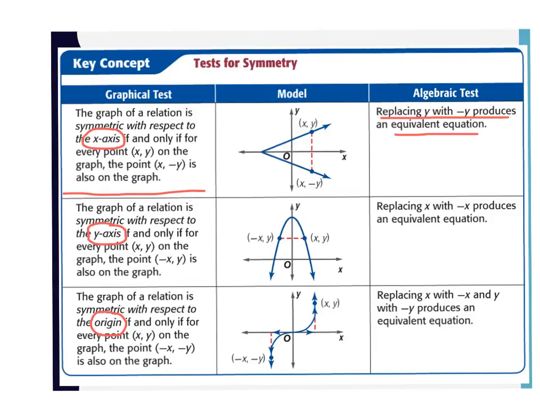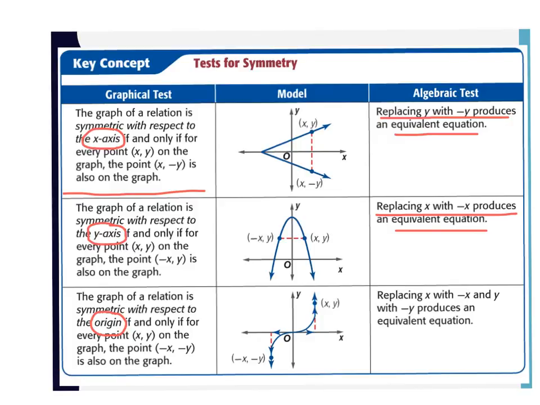If we take a look at the y-axis, it says the graph of a relation is symmetric with respect to the y-axis if and only if for every point (x, y) on the graph, the point (-x, y) is also on the graph. So an easy algebraic test for this is to replace x with negative x and to see if it again produces the same exact equation back. We'll take a look at a couple examples after this slide.